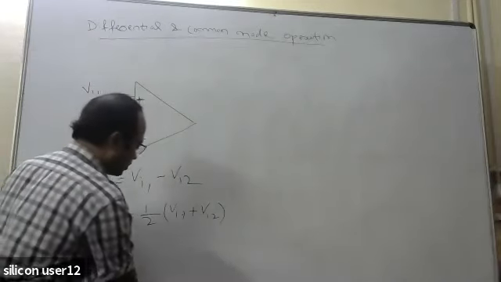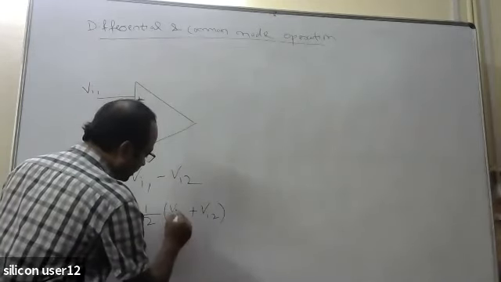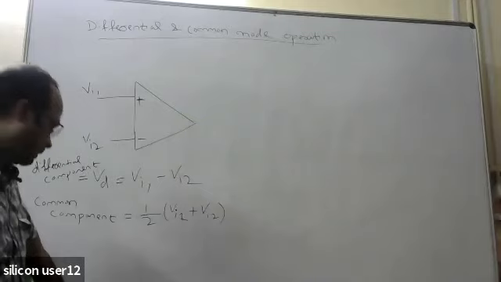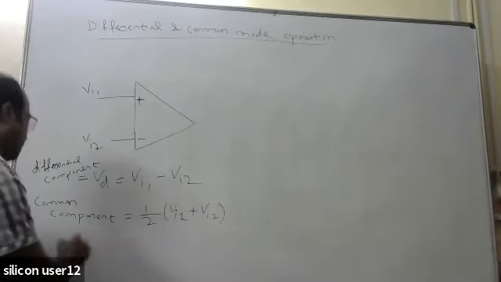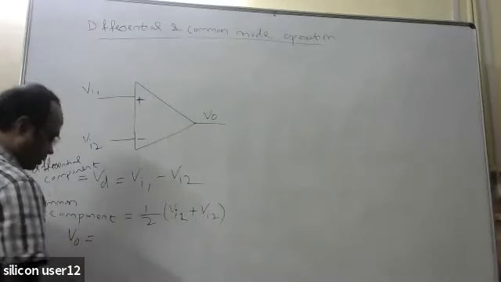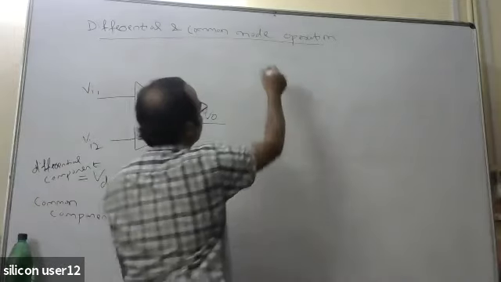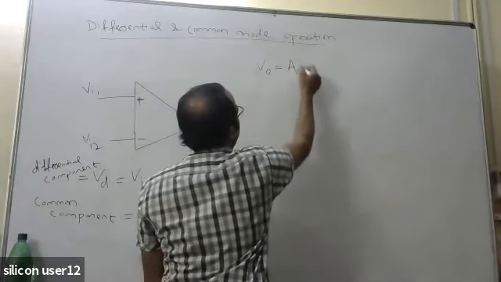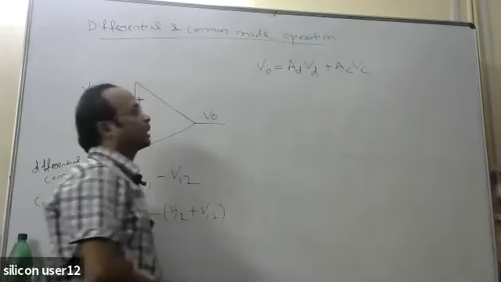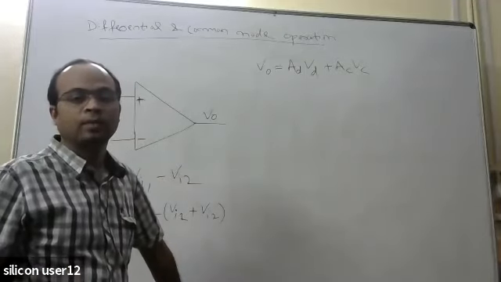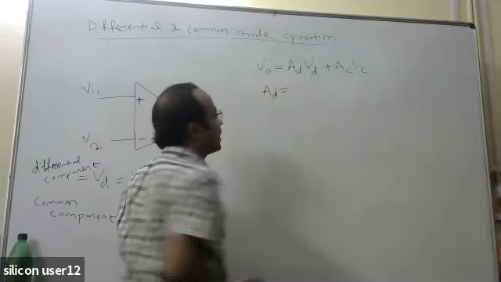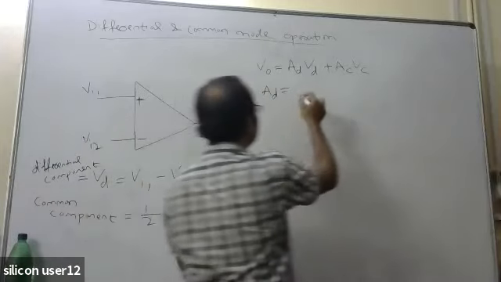Let me write it properly: Vi1 plus Vi2 by 2. Okay, so in this scenario, the amplified output, if this is V0, can be given by V0 equal to AD Vd plus AC Vc. What is this AD and what is this AC? AD is equal to the differential gain.